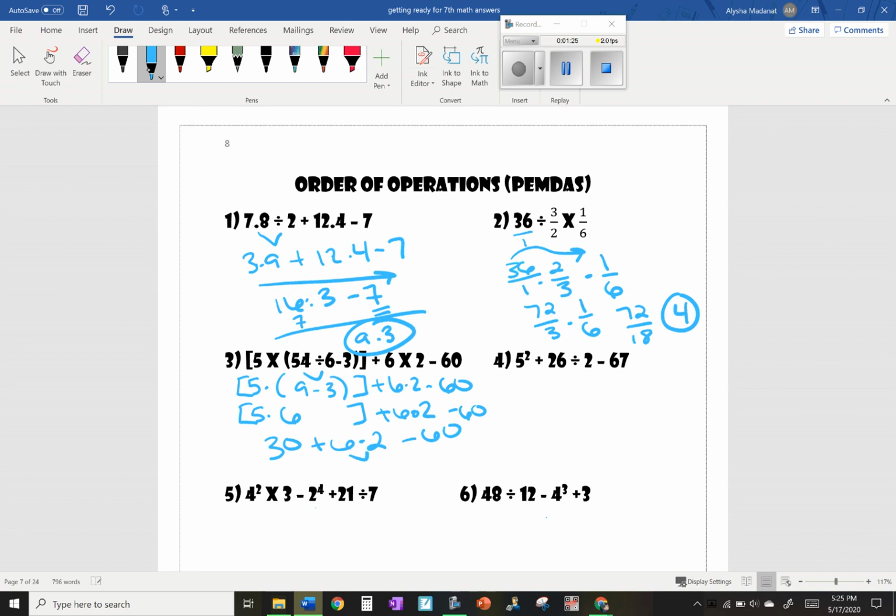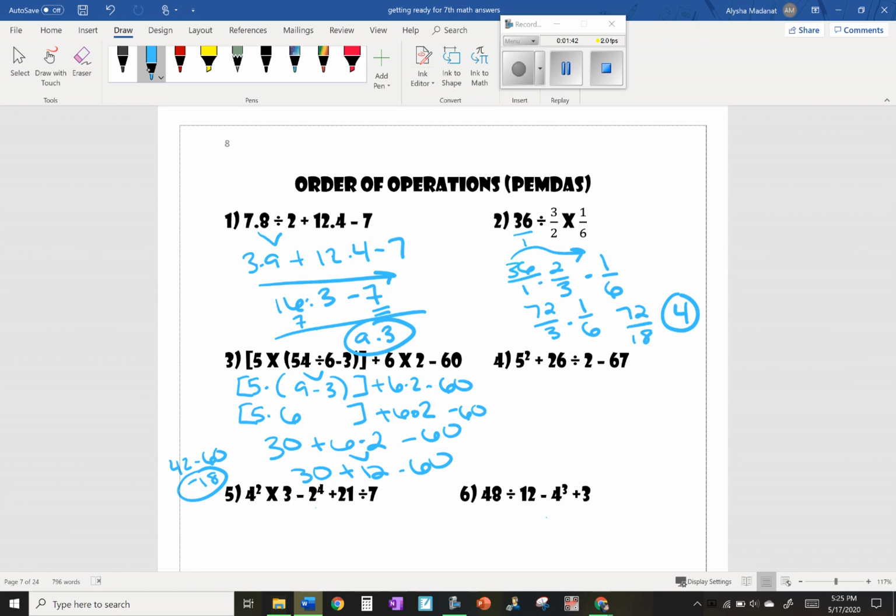Go ahead and solve your multiplication. So 30 plus 12 minus 60. You're going to go left to right, which would give you that 42 minus 60. And since 60 is bigger than 42, your final answer for number 3 would be negative 18.